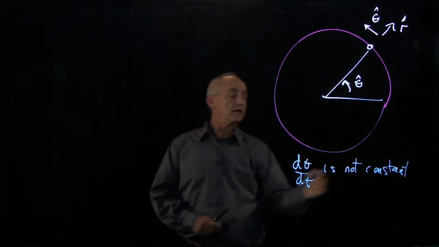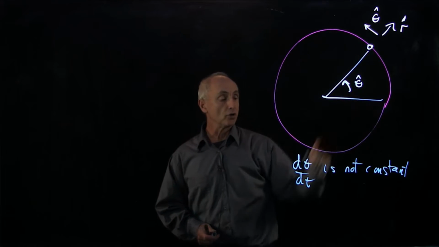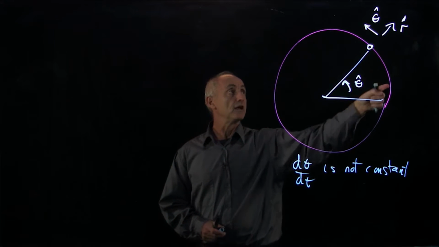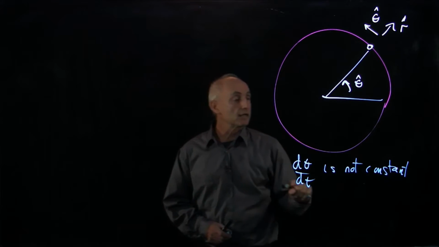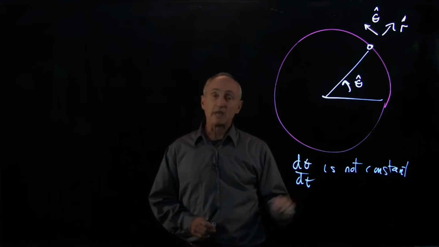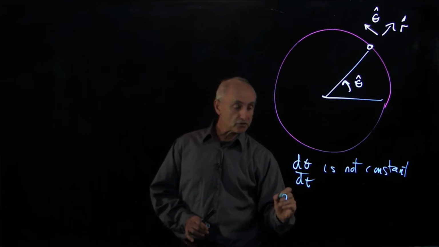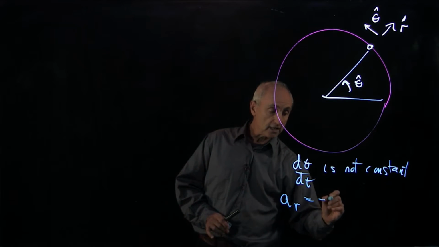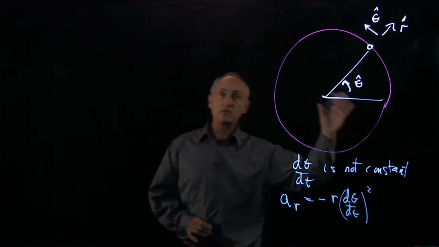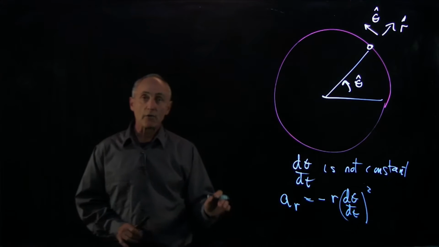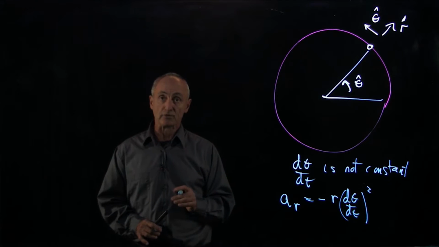That means that if d theta dt is positive, for instance, the object is speeding up in this direction, or if d theta dt is negative, the object is slowing down in this direction. That's one type of case. So in this instant, we always know that there's a radial component at any instant given by minus r d theta dt squared. But because it's speeding up and slowing down, there is now a non-zero tangential component to the acceleration. And let's see where that comes from.